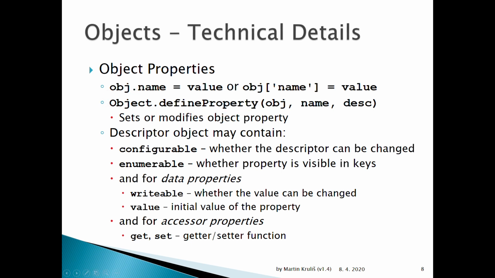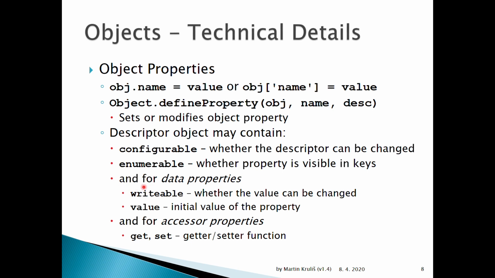This specific method gets the object to which the property is being assigned, the name of the property as a string, and finally a complex descriptor, and this descriptor defines many features of the property. For instance, we can specify whether the property will be enumerable, meaning whether this property will be visible in the keys, whether we see it if we iterate over the object keys.